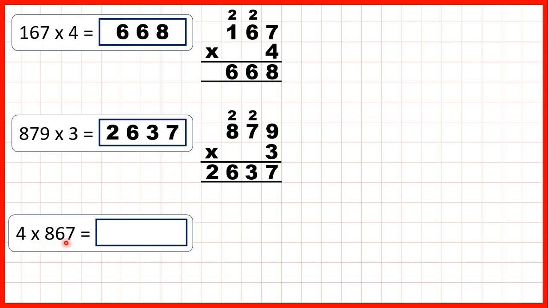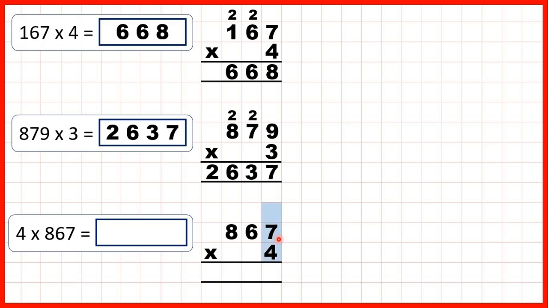Now we have 4 times 867. Now here, though the single digit number is written first, we can set the question out in the same way. Because remember, with multiplication, order doesn't matter. And when we're using short multiplication, we need the larger number on top.